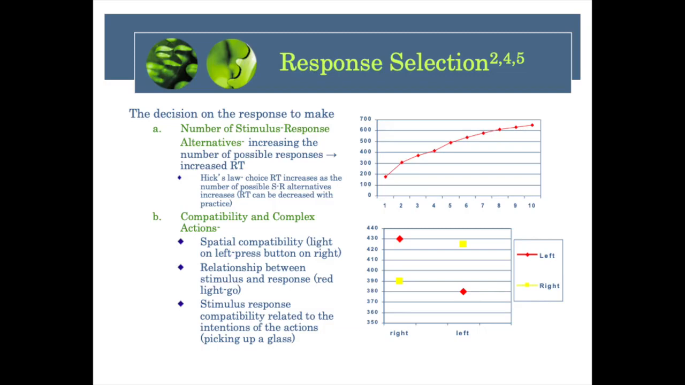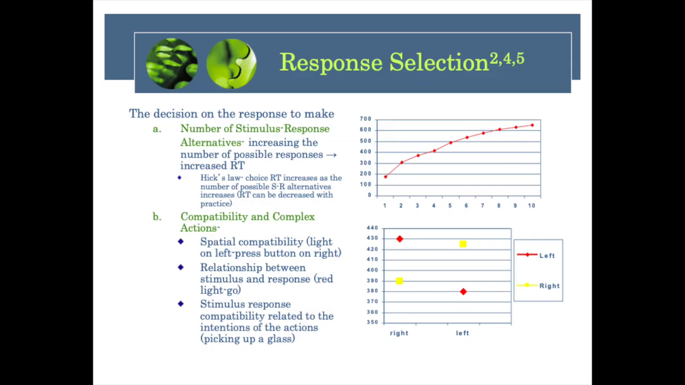The next thing that impacts response selection is the compatibility and complexity of the actions. If we think about spatial compatibility, and there's again a lot of research on this, suppose you're being asked to push a button with either the left hand or the right hand, and you have two lights in front of you, one on the left and one on the right. You have spatial compatibility in this activity.